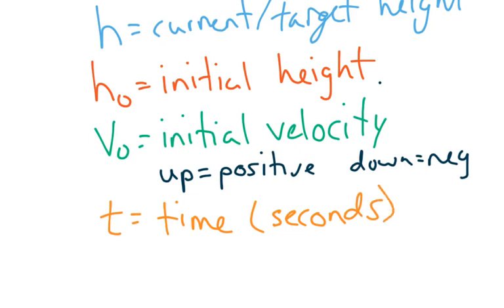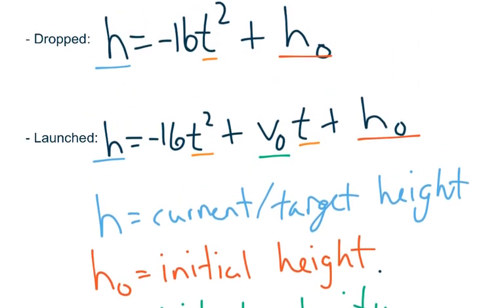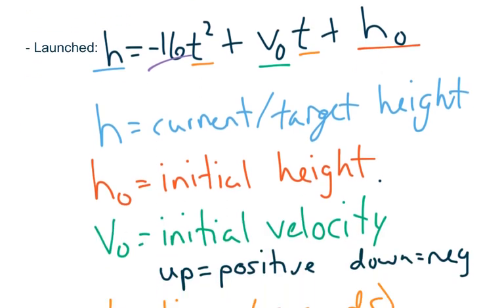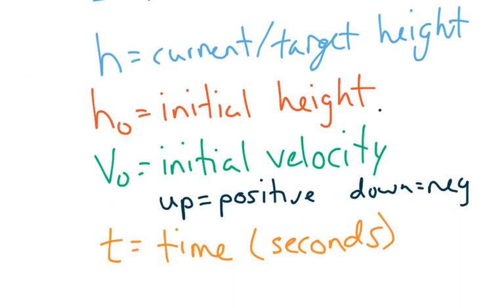Because the negative 16, if you notice both of them are negative 16, is gravity right here. That's gravity's effect on the object. So it's always going to be negative 16. You don't have to worry about changing that number. So H is equal to the current or target height, H sub 0 is the initial height, V sub 0 is the initial velocity, and T is time.